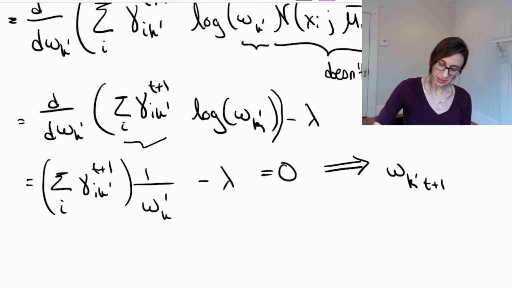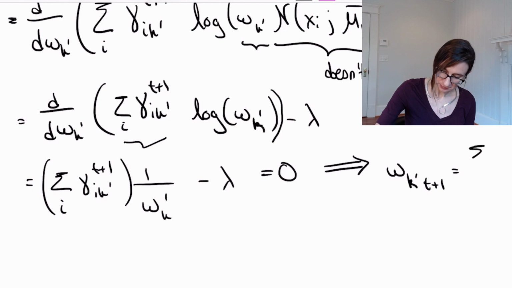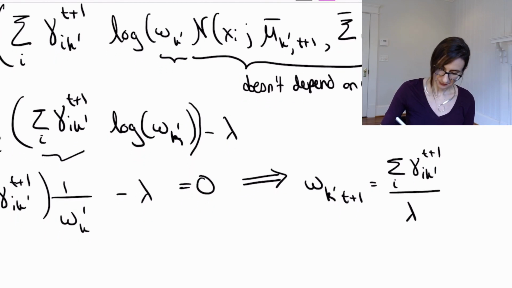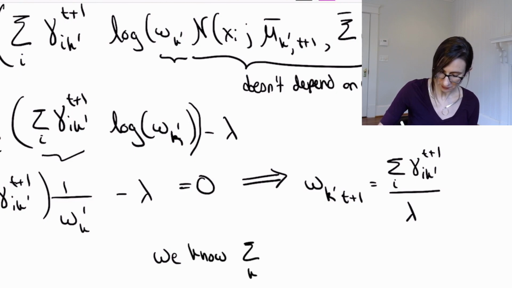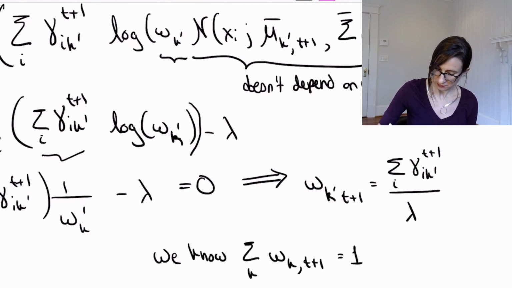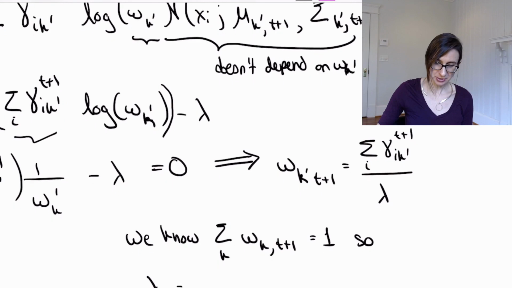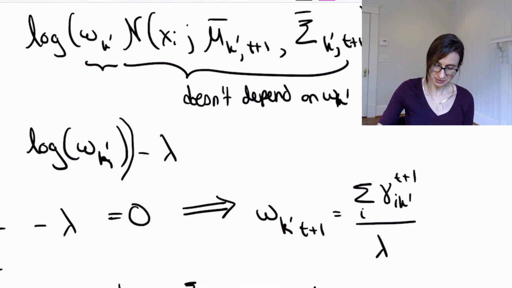Okay, so this thing equals the sum over lambda. We're not quite done. We're going to use our constraint to figure out what lambda is, because we know that the w's, the mixture weights, are normalized, so they have to all add up to 1. So let's use that to figure out what lambda is. Lambda is the sum over all of these w's, which is the sum over all of these terms here.